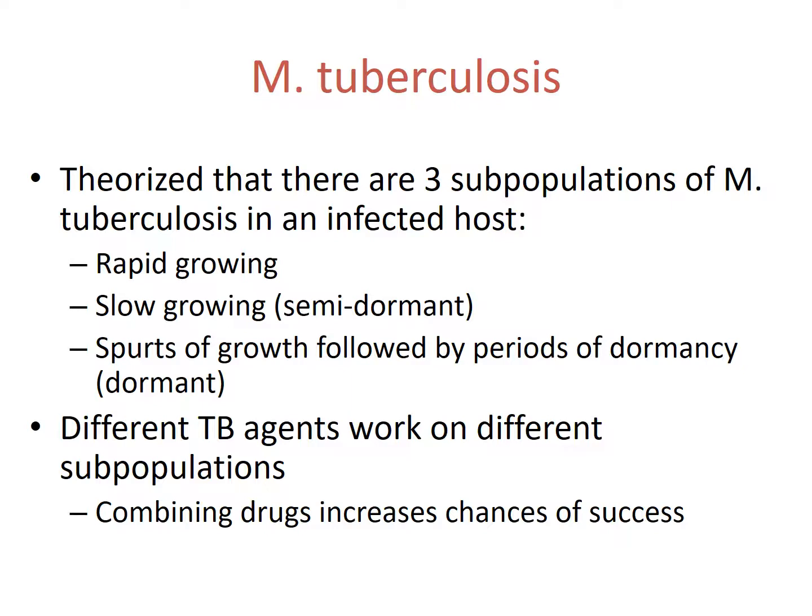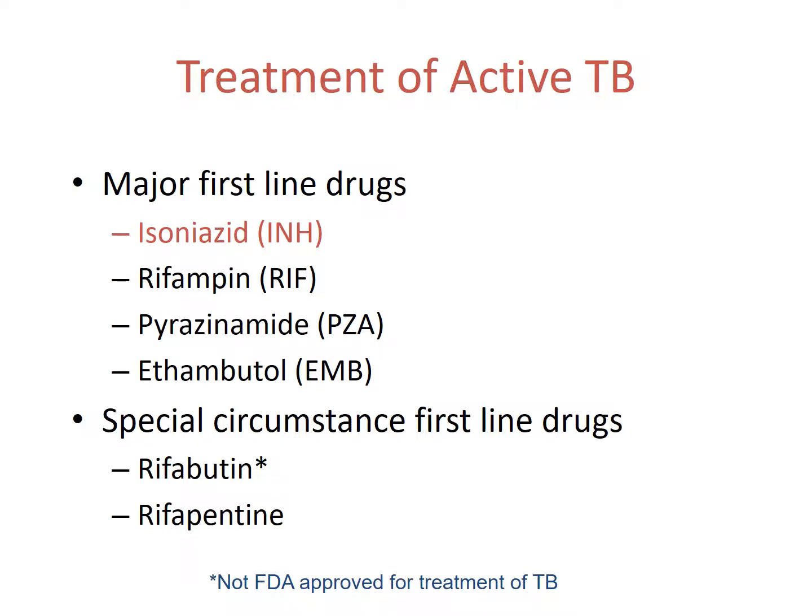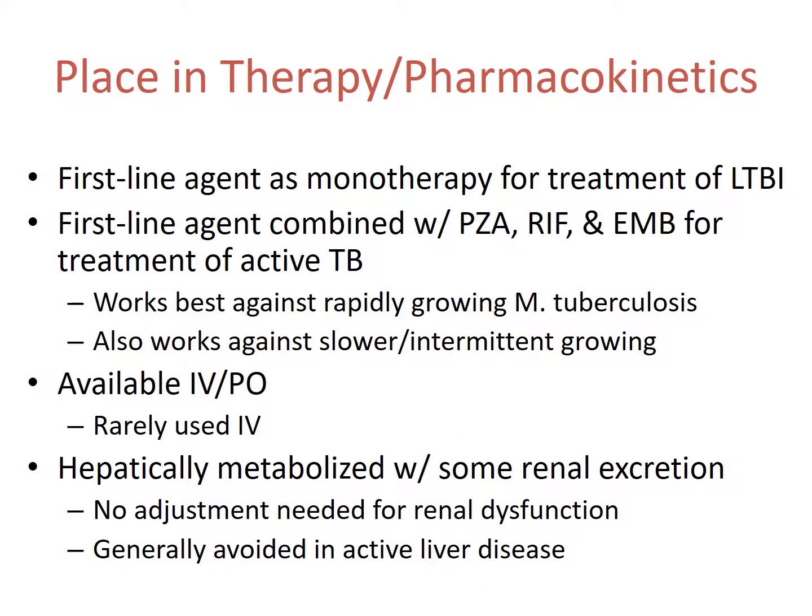And then different anti-TB drugs act differently. Isoniazid is the first line drug, then you have rifampin, pyrazinamide, ethambutol, and also streptomycin. So it can be combined with pyrazinamide and works best against the M. tuberculosis that's rapidly growing, and it's available IV and PO.